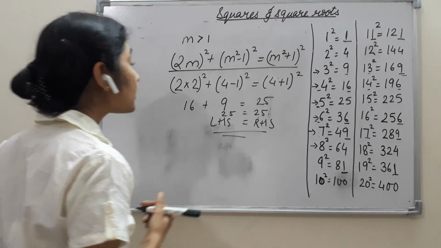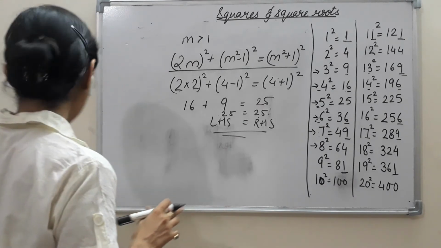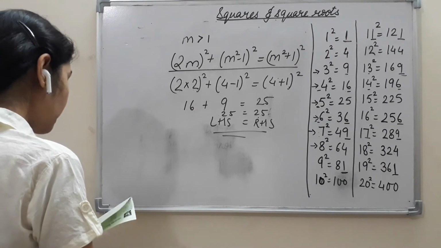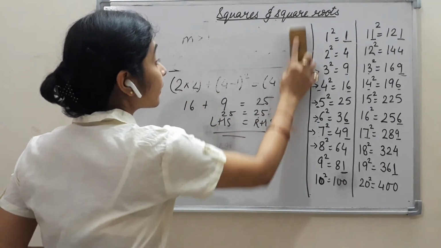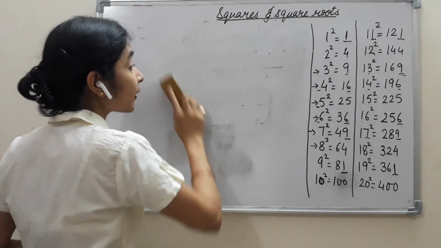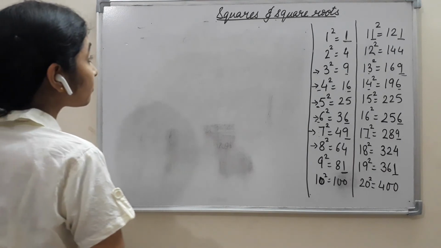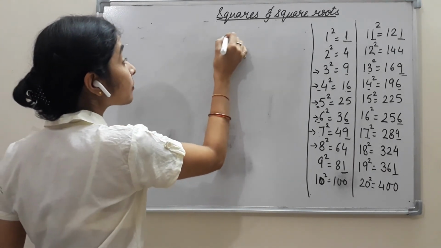Okay, now in this, which type of questions are asked to you? The questions that are asked generally go like this: write a Pythagorean triplet whose smallest number is 8. We are supposed to find a Pythagorean triplet in which the smallest member is 8.